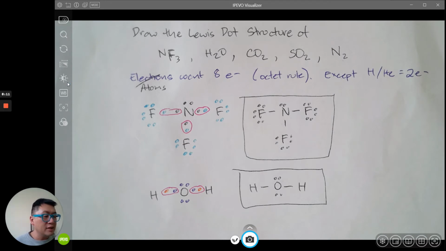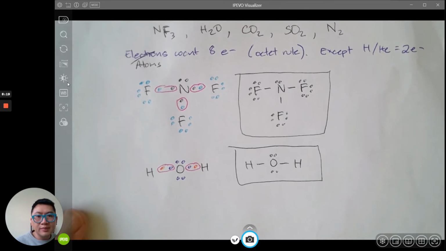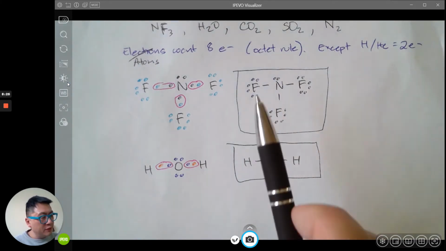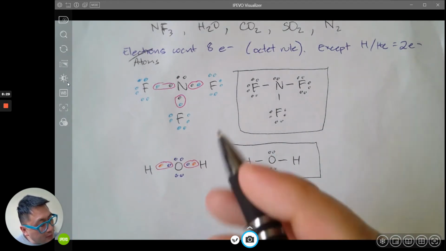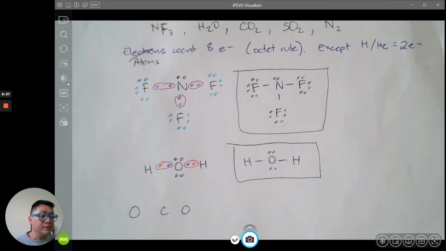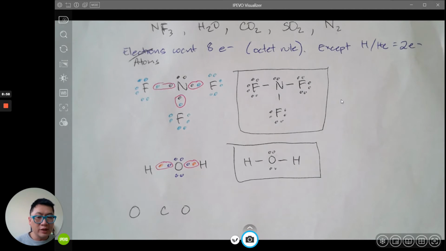Okay, next one, carbon dioxide, CO2. The center element is going to be carbon. Again, it's not the official rule, but the first element that's written that is not hydrogen will be the center, surrounded by 2 oxygens. Let's look up what group carbon and oxygen are in on the periodic table. Carbon, right there, is group 4. I'm going to put 4 dots around the carbon. Oxygen is group 6. I'm going to put 6 dots around each oxygen.